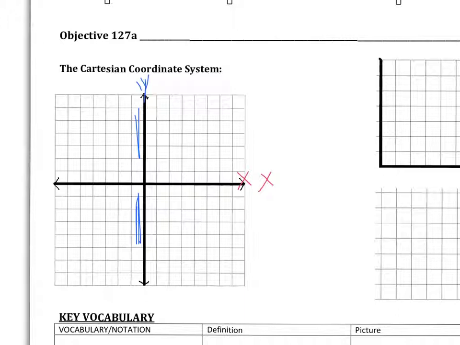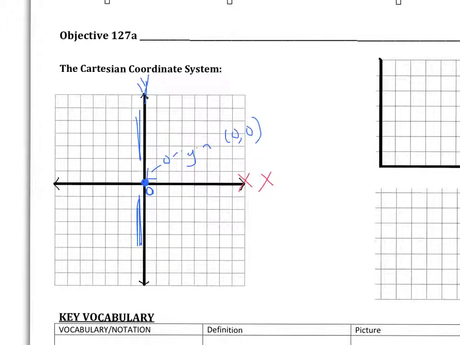We also have something called the origin. Okay, and the origin is this point right here. It's where the two lines intersect. The origin is actually at the point 0, 0, because if we look at our graph, right here is where we would have a 0. This is called the origin, and it's at the point 0, 0.